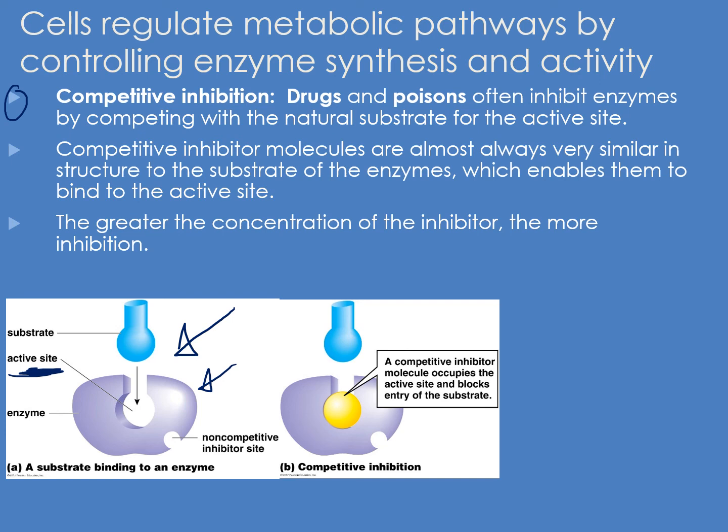Now, a competitive inhibitor, let me bring your attention back to this triangle number 2 here. Competitive inhibitor molecules are almost always very similar in structure to the substrate of the enzymes, which enables them to bind to the active site. So in B here on the right, you can see that the yellow molecule is a competitive inhibitor. Now, it's not the same shape as the substrate. If it was the same exact structure, then it would be the substrate. It's a similar shape, which allows it to bind to the active site. If there is this inhibitor molecule in the active site, then the substrate molecule cannot bind to it. It would be kind of like taking a key and breaking it off in the lock. You have essentially ruined that lock until the blockage is removed.